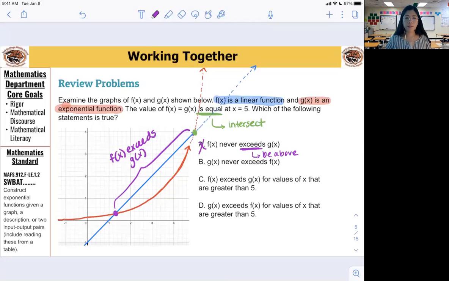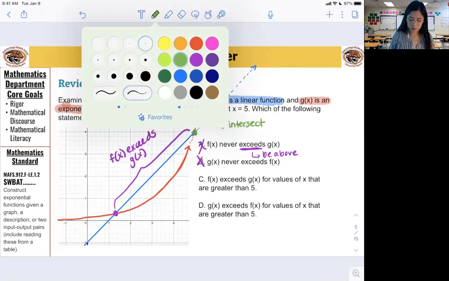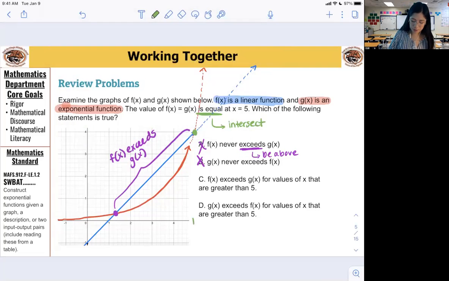Same thing with B. G of x never exceeds f of x? No, that's false, because g of x does exceed f of x after that intersection point and before the first intersection point. So now let's see between these two. F of x exceeds g of x for values of x that are greater than 5. So remember that they meet again at x equals 5. On this x-axis, that's the 5.